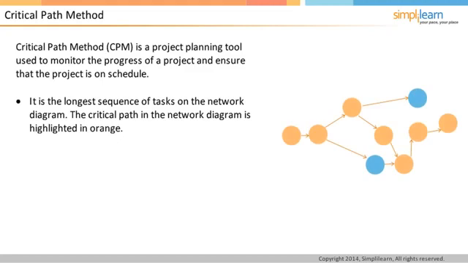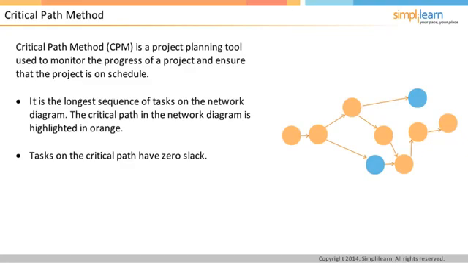Critical path is characterized by zero slack for all tasks on the sequence. This means that the smallest delay in any of the tasks on the critical path will cause a delay in the overall timeline of the project. This makes it very important for the project manager to closely monitor the tasks on the critical path and ensure that the tasks go smoothly.